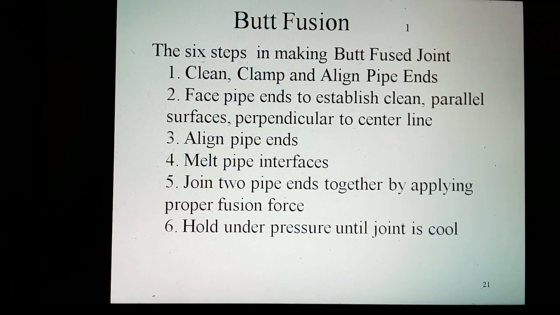The 6 steps involved in making the fused joint are: Step 1. Clean, clamp, and align the pipe ends to be joined. Step 2. Face the pipe ends to establish clean, parallel surfaces, perpendicular to the center line. Step 3. Align the pipe ends. Step 4. Mill the pipe interfaces. Step 5. Join the 2 pipe ends together by applying the proper fusion force. Step 6. Hold under pressure until the joint is cool.